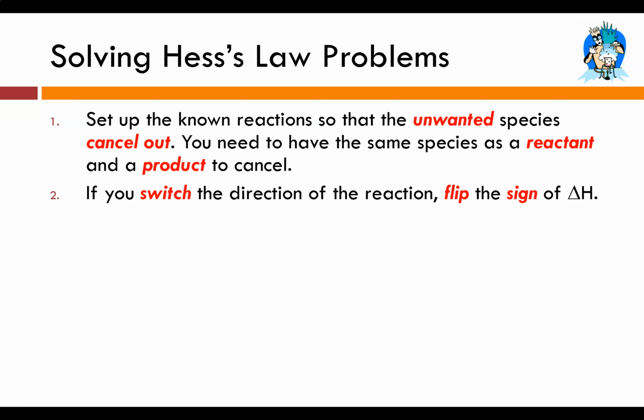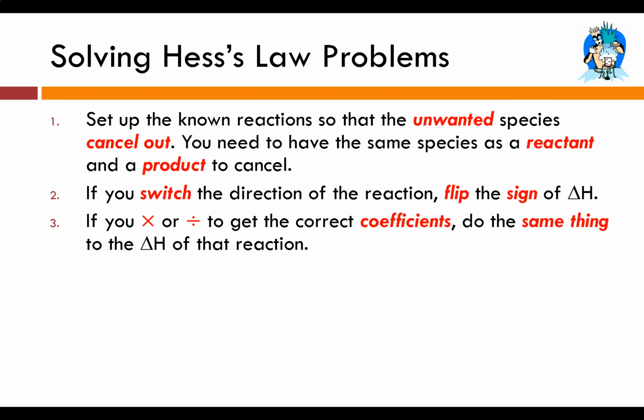If you switch the direction of the reaction, you've got to flip the sign of delta H. A reaction that is exothermic in the forward reaction will be endothermic in the reverse reaction. The numerical value will not change. The sign will. If you have to multiply or divide to get the correct coefficients in one of your known or subreactions, you've got to do the same thing to the delta H of that reaction. So if you have to multiply all of the coefficients by 3, you need to multiply the delta H by 3 as well.